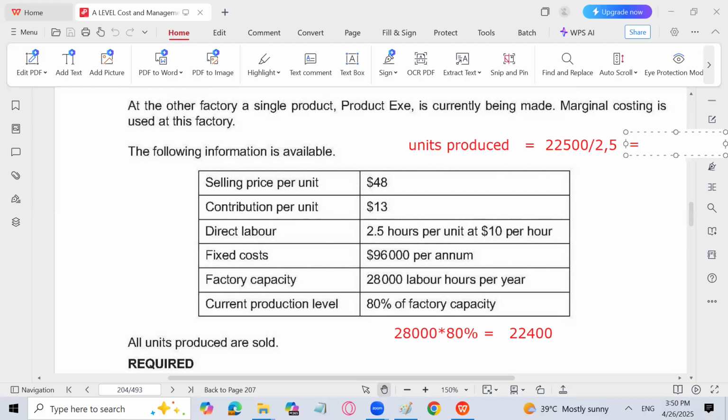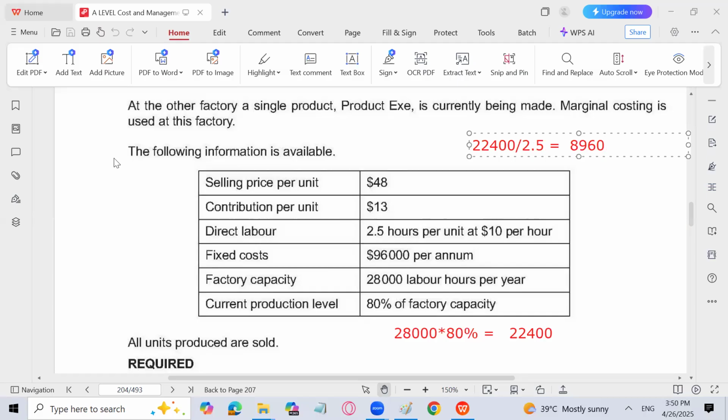That is the important point in this question, that units produced and sold are not given. So 22,400 hours are used, which is 80% of the factory capacity, and every unit takes 2.5 hours. Let me calculate again. 8,960. Yes, 8,960 is the number of units currently produced and sold. 22,400 divided by 2.5, which is the labor hours per unit. So we are producing 8,960 units currently.